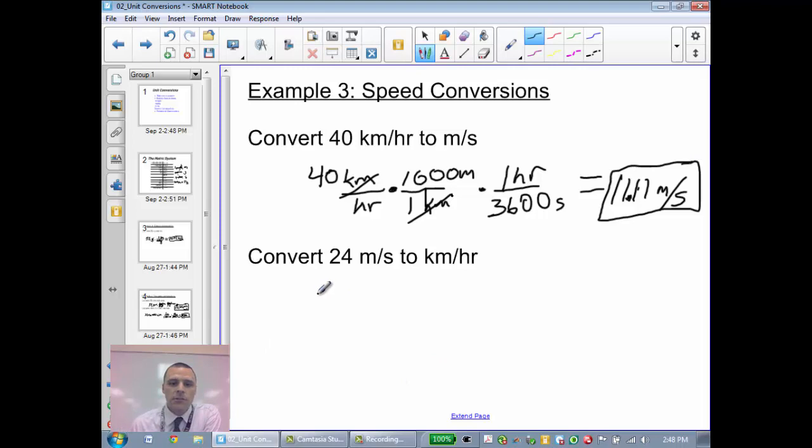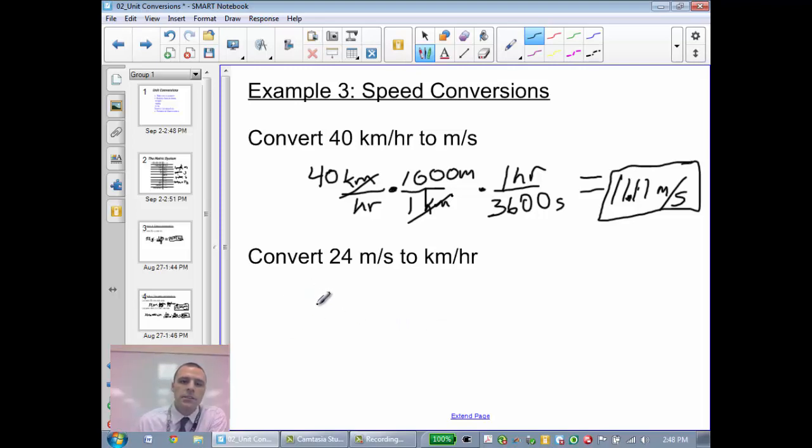Meters per second is probably our most popular speed unit. Sometimes, however, we want to take a meters per second value and convert it into something like kilometers per hour, which is what you might see on a car. So for this example, what you should try to do is hit the pause button, do it out on your own, and then hit play and see how you did. So you can hit the pause right now and do your example on your own.